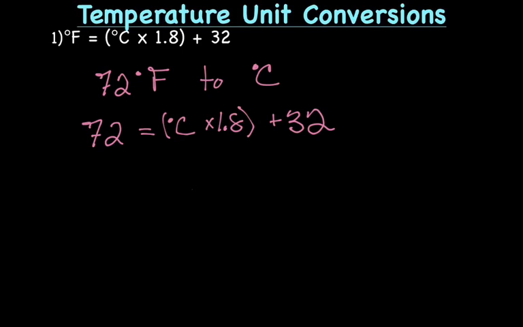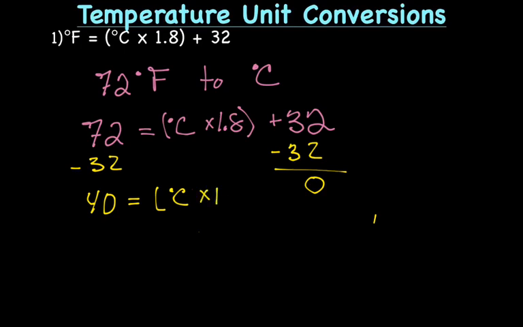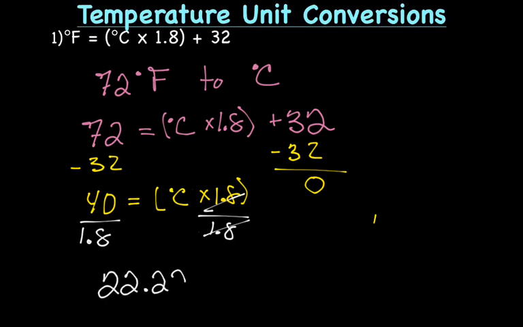So the first thing to do would be to get rid of that 32. So if we subtract 32 from both sides, we end up with 40 degrees equals degrees Celsius times 1.8. And then to get the degrees Celsius by itself, we can divide both sides by 1.8. And that will give us the degrees Celsius. If I did this right in my calculator, I got 22.2222 and so forth degrees Celsius. Pretty easy.